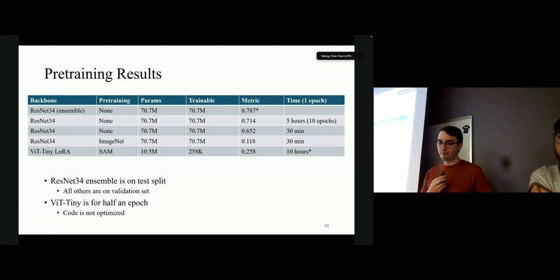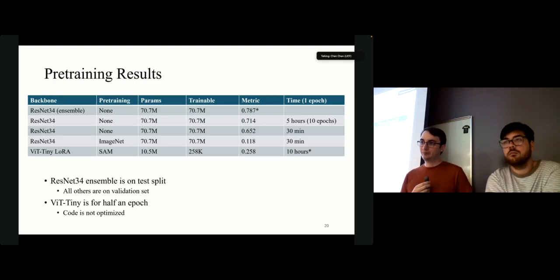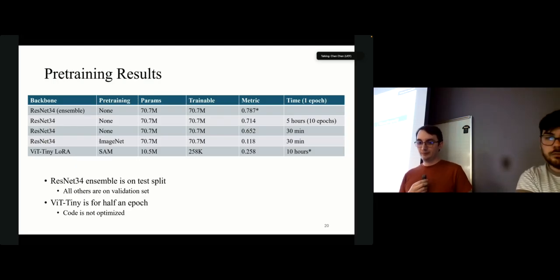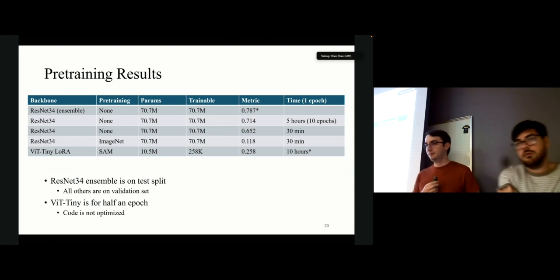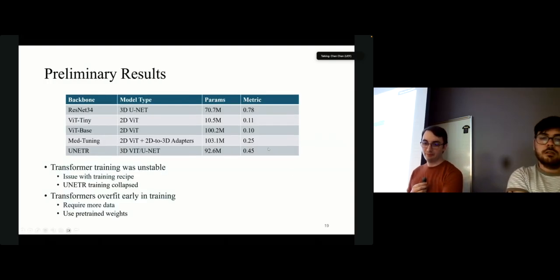So here the tiny ViT SAM, is it a 3D model or 2D model? 2D. And what about the ResNet? Is that 2D or 3D? Those are 3D. So do you think the performance gap is also due to the 3D model versus the 2D model? It could be, yeah. We also explored initially using a 3D ViT with the UNet architecture. And that does better. But it looks like the training regime for that isn't quite right.